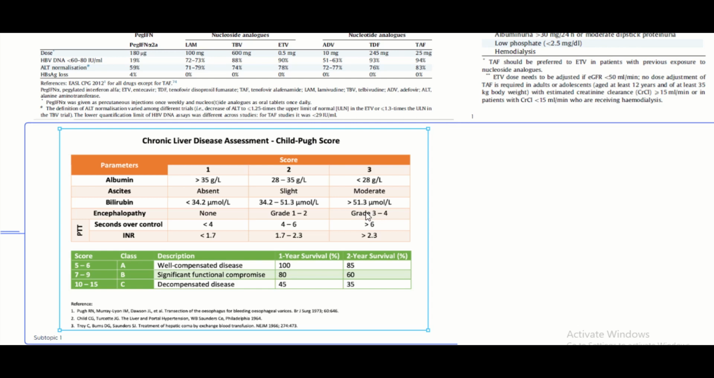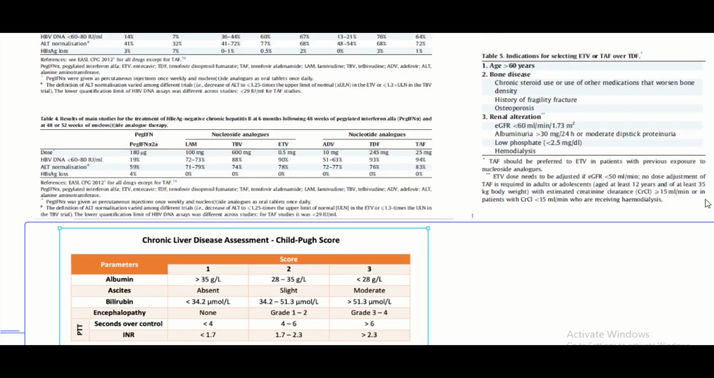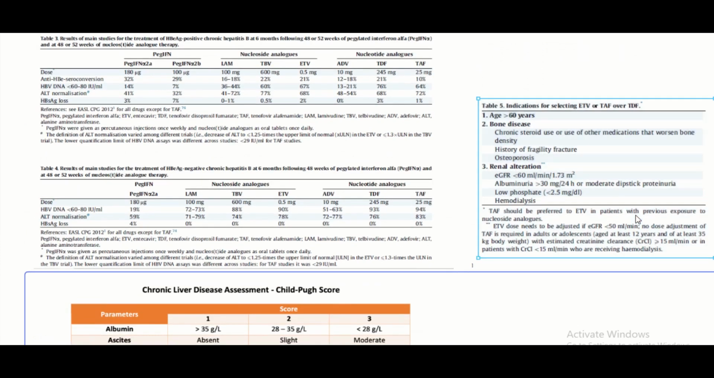So, once again, we have to look for the Child-Pugh score in every patient. We have to check in biochemical analysis the GFR, the albumin for renal function, to know when to use TAF over TDF, because TAF is well tolerated and doesn't affect the kidneys. And we have to always try to get our patients entecavir, tenofovir, and the other type of tenofovir.